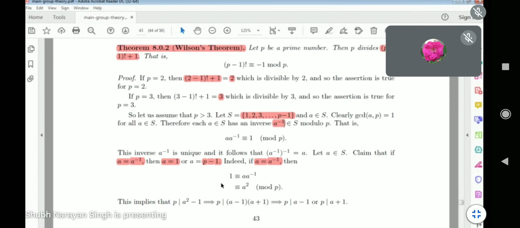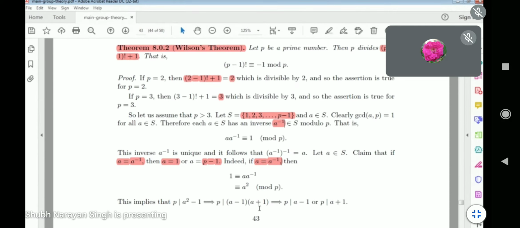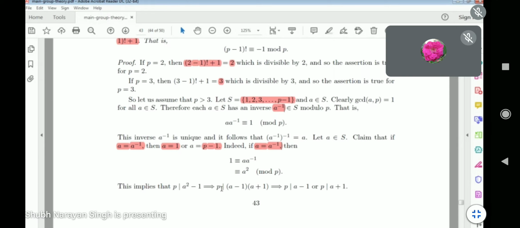Both are the same, because you know that if P divides N, then P also divides minus N, and conversely. So from here you can say that P divides A square minus 1. And you know that A square minus 1 you can write as A minus 1 into A plus 1. That means P divides this product A minus 1 into A plus 1. And because P is a prime number, P either divides A minus 1 or A plus 1.